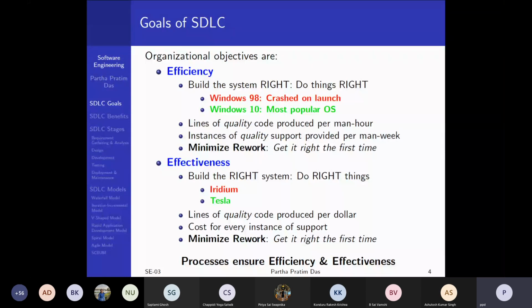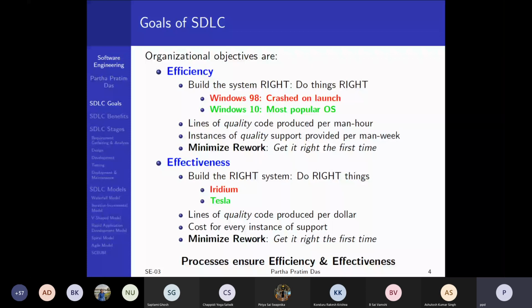I'm talking about this because SDLC must strive to meet these objectives. The other objective, which is equally important and very critical, is effectiveness, which for several systems and products is very important: build the right system. See the difference from efficiency. In efficiency, we are saying that we know what system to build, and you have to build it correctly. Here we are saying, do we know what system to build? Have we understood what the user actually needs? So building the right system is very important. Doing the right things is very important.